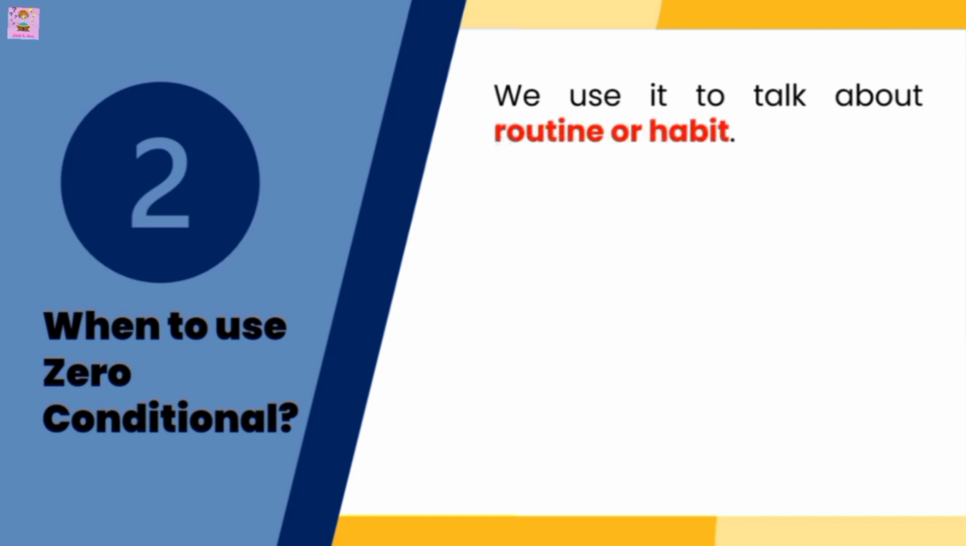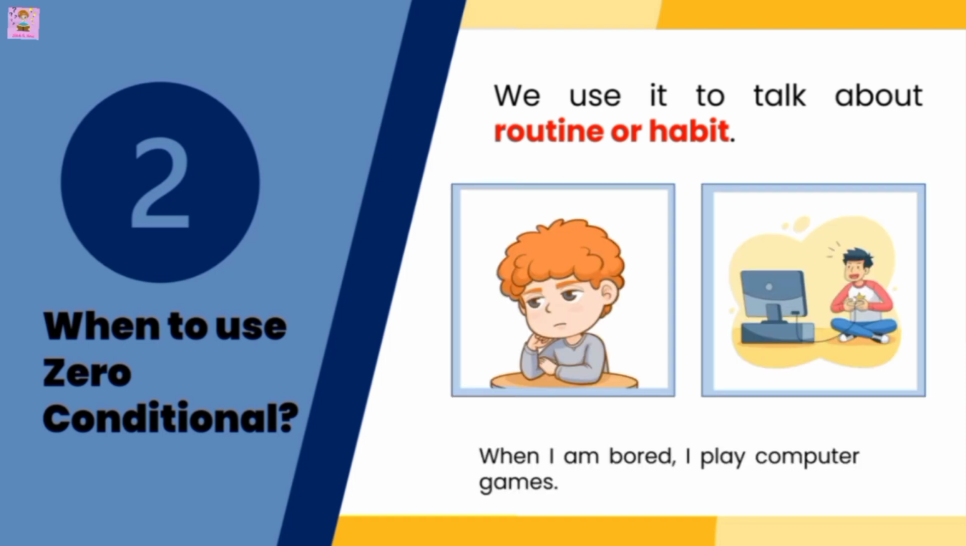Lastly, we use a zero conditional to talk about a routine or habit. For example, when I am bored, I play computer games. Zero conditionals are used to express actions that someone regularly engages in as a matter of habit or custom whenever a certain condition or situation arises. In our example, the phrase "when I am bored" sets the condition, and "I play computer games" describes the habitual action taken when that condition is met.